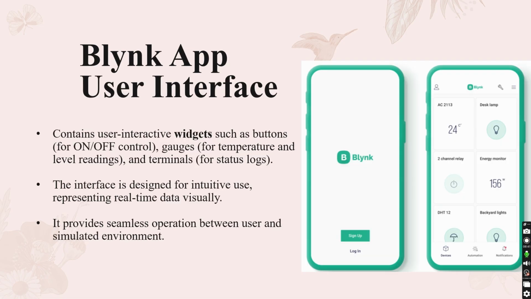Blynk app user interface. The Blynk interface is designed with interactive widgets, buttons, gauges, and terminals. Temperatures and water levels are displayed in real time using gauges, while buttons control lights, fans, and valves. The terminal shows live system status, making the system intuitive and easy to use.